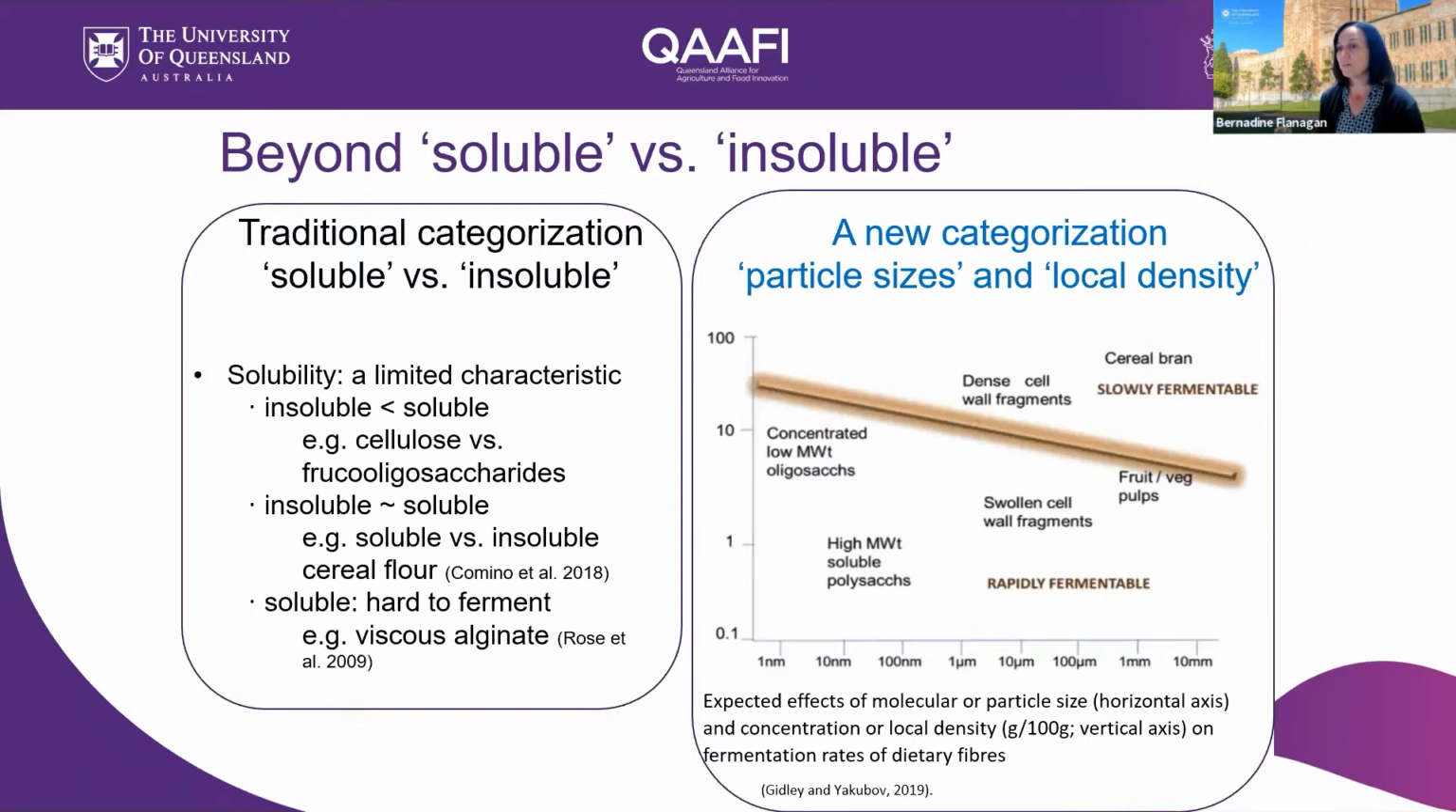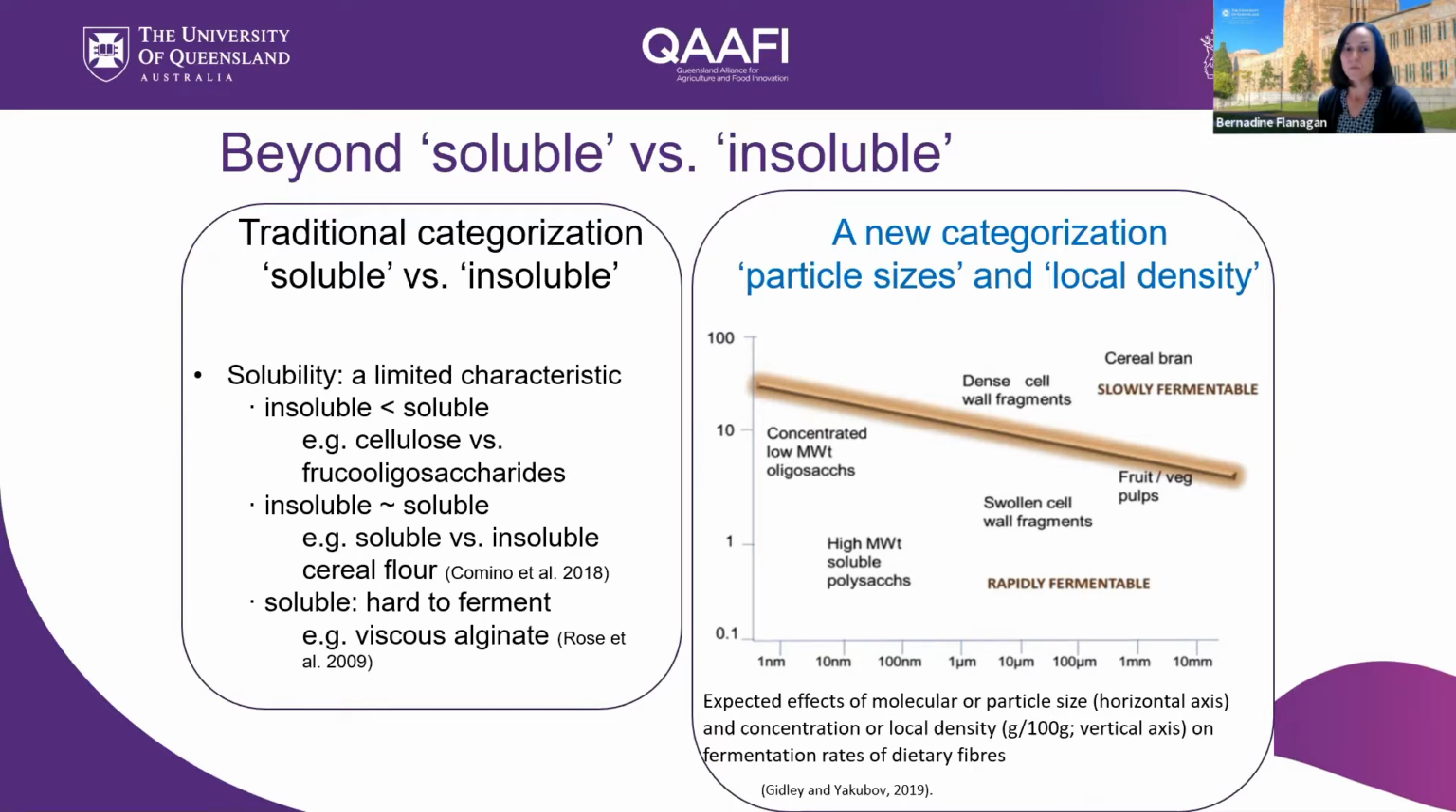So you can have something that is soluble but very hard to ferment, like alginate, and you can have something insoluble like starch, but it is relatively easily fermented. And so it all depends on packing and swelling. So cellulose, for example, in a wheat bran, it's very densely packed and it doesn't swell, whereas the exact same cellulose, which is still insoluble, in a fruit cell wall, it's very swollen and it can be fermented more easily.